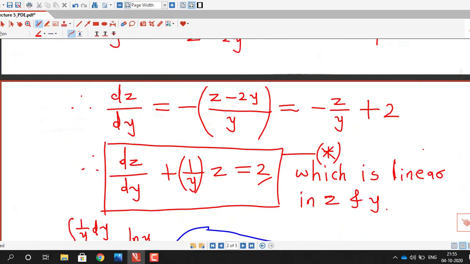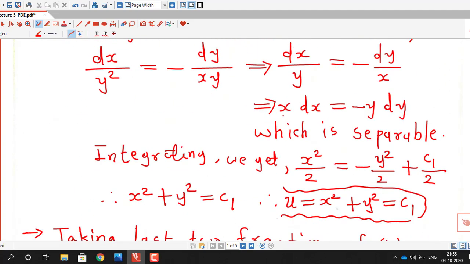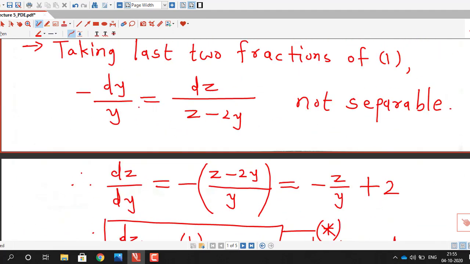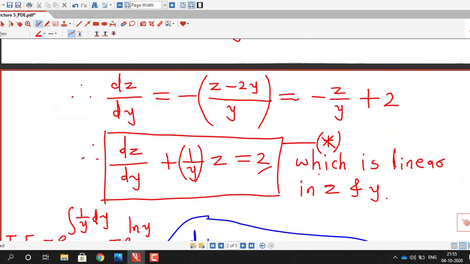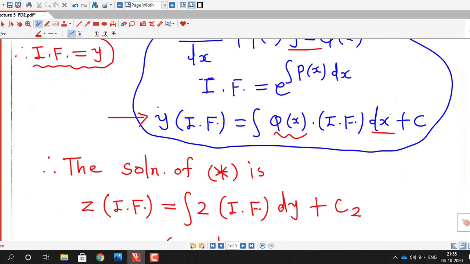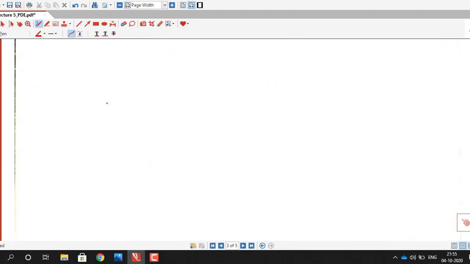So here first solution is obtained directly by comparing the fractions, and the resulting equation is separable, so we are able to find out first solution directly. But in second part we are able to compare the fractions, but the resulting equation is not separable, so we find that it is linear differential equation in z and y, and using this formula for linear differential equation we are able to find out its solution. So we come to the next problem.